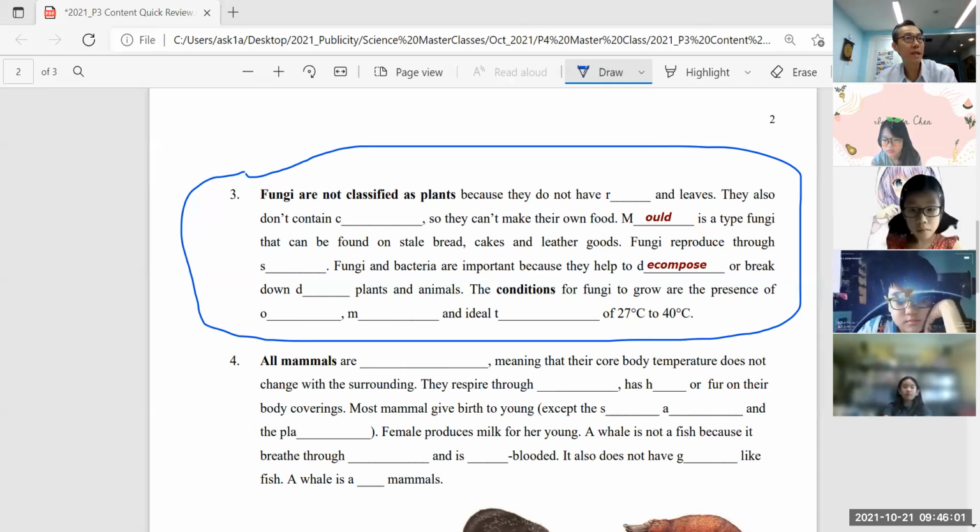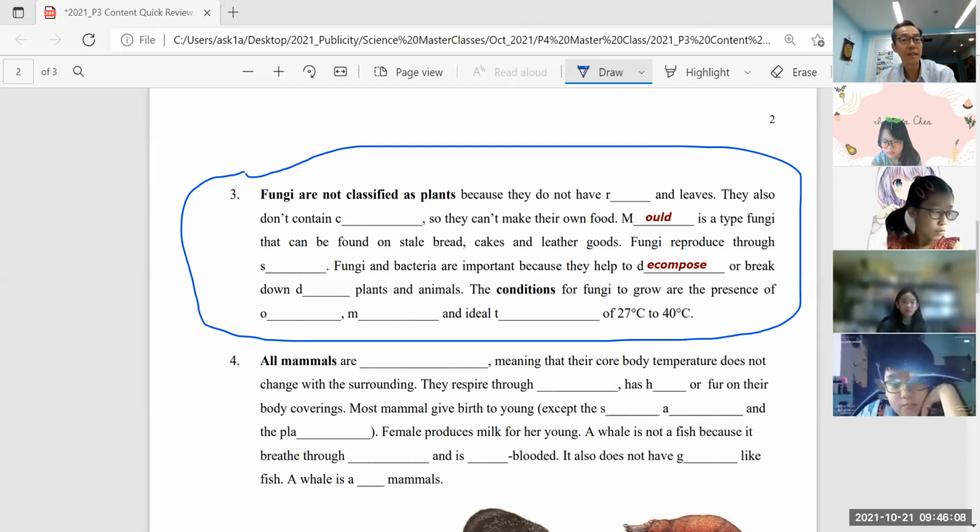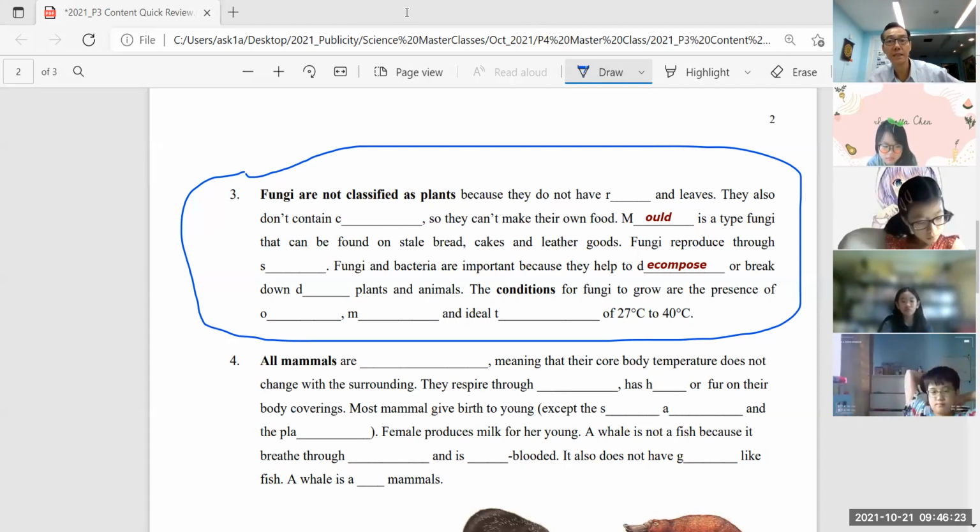Conditions for fungi to grow are just like I told you, the WOW, right? Sometimes it's also called the wow factor. But in this case, I put oxygen, warm, and what? And ideal temperature. So these 3 conditions. Okay, any question regarding this? Can continue? Okay, so I clear screen.